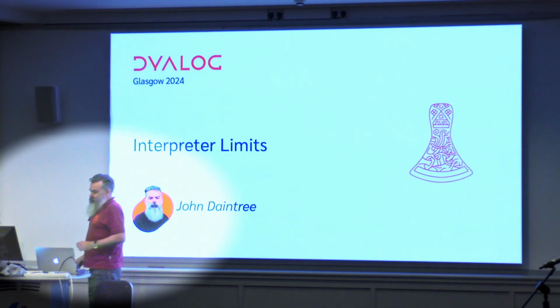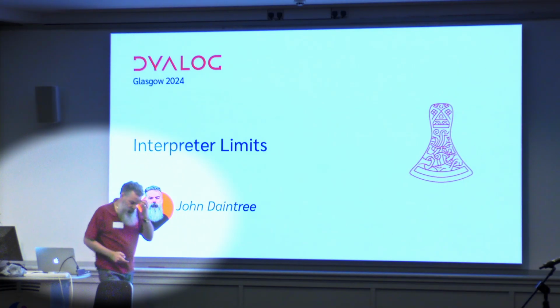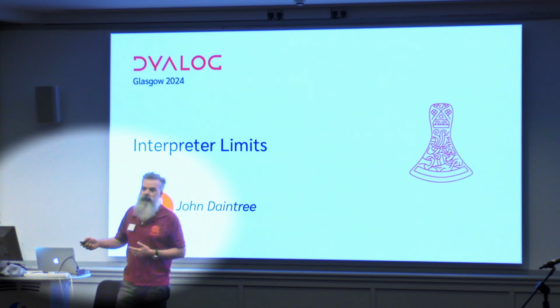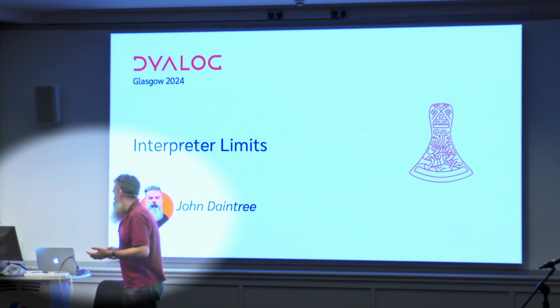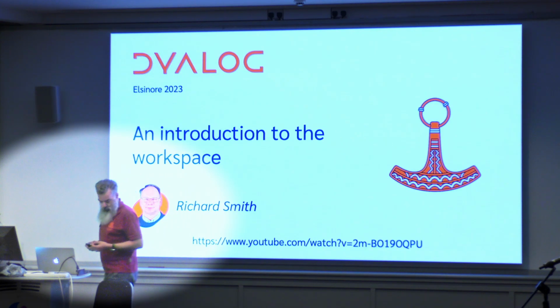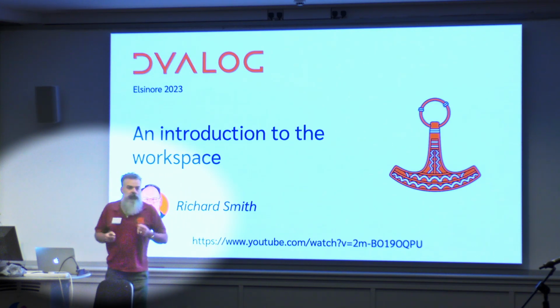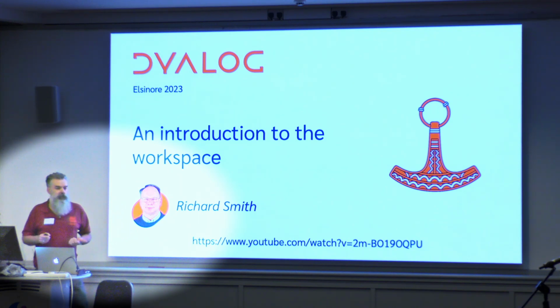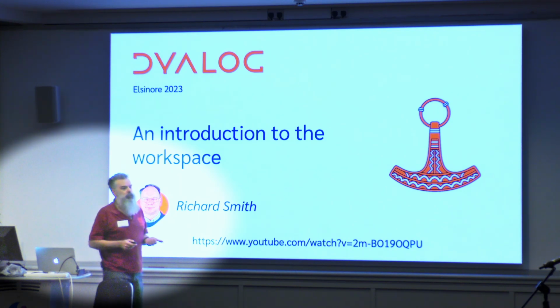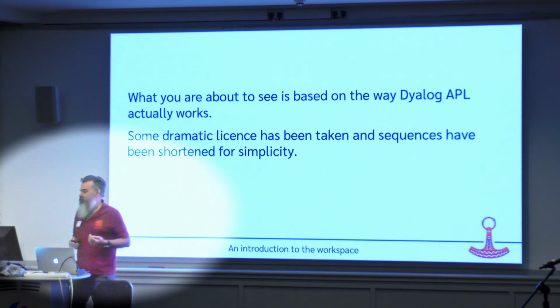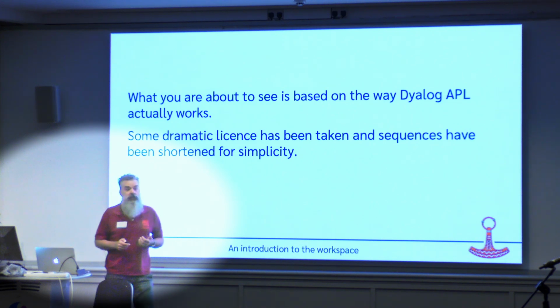So, the purpose of this presentation is to just bring you all up to speed a little bit with the limits that we have, some of the limits that we have in the interpreter. Not all of them. We'll talk about some limits and what we might do to alleviate some of those. Some of this content follows on from something that Richard Smith gave last year about an introduction to the workspace. And one of his slides last year said, some dramatic license has been taken and sequences have been shortened for simplicity, and I'm certainly doing the same thing here.